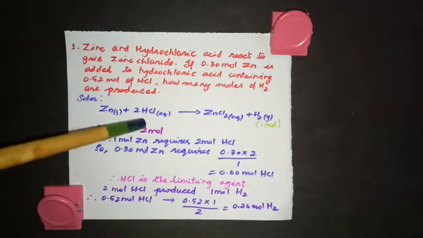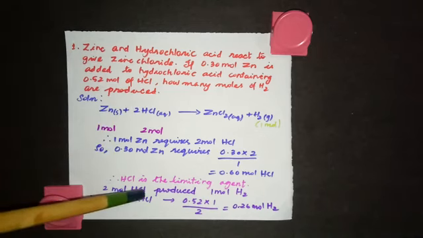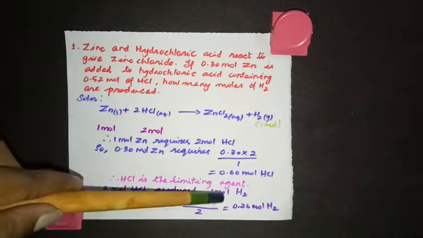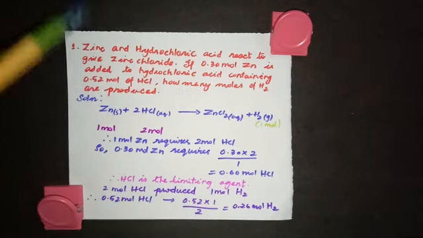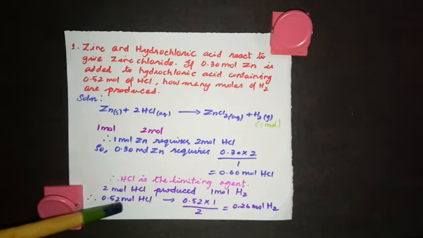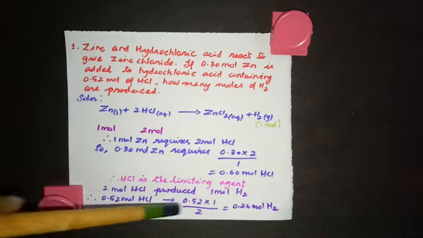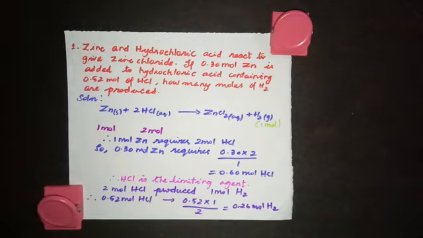So according to this equation, 2 mole HCl produces 1 mole hydrogen. So 0.52 mole HCl will produce how many moles of hydrogen? So 0.52 into 1 divided by 2. So that gives you 0.26 mole of hydrogen. So this is how you have to find out the limiting agent and then find the amount of product from the limiting agent. So remember the steps, do it step by step.